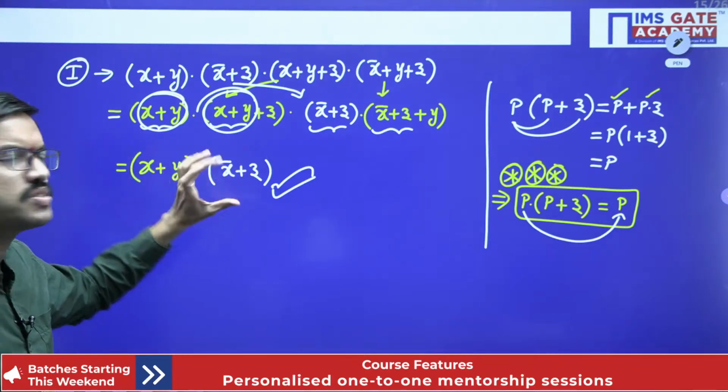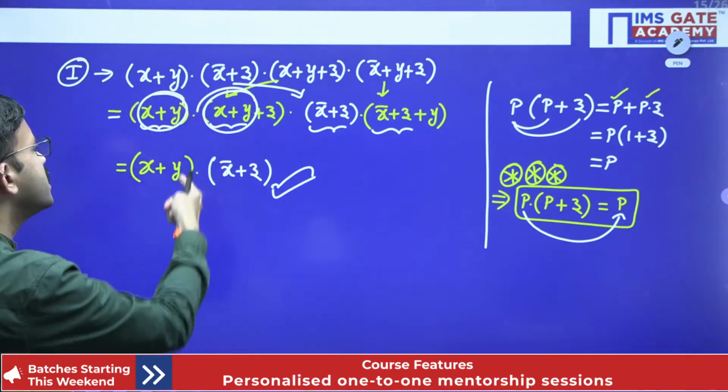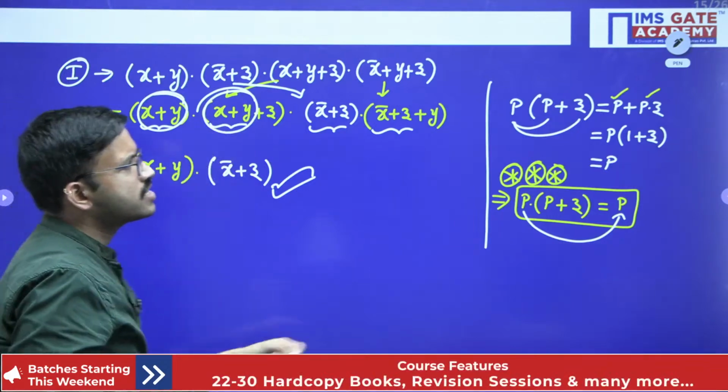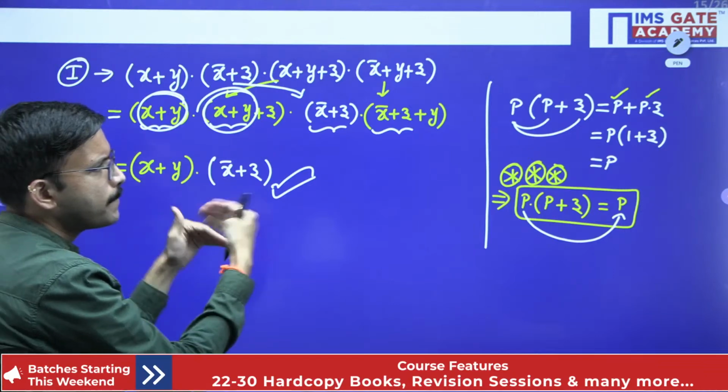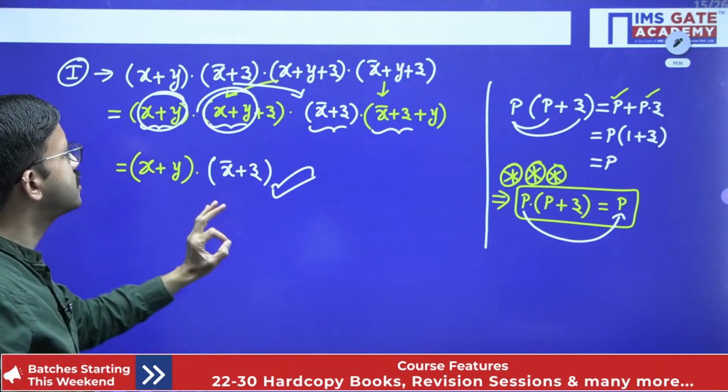Just observe the common terms. Whenever a few terms are common, just assume that entire common term as a single variable. If you are able to observe like that, and if you are able to apply it like that, then you can get the answer. Just observe.